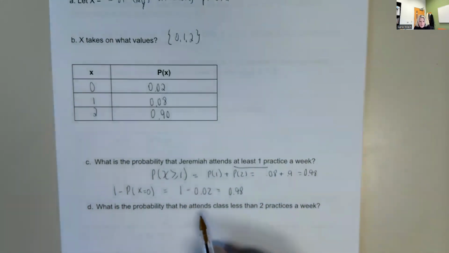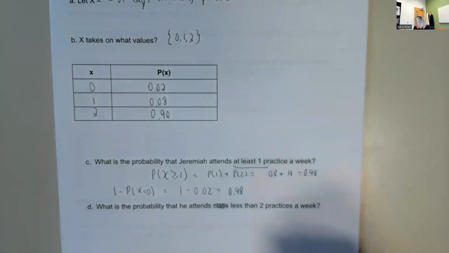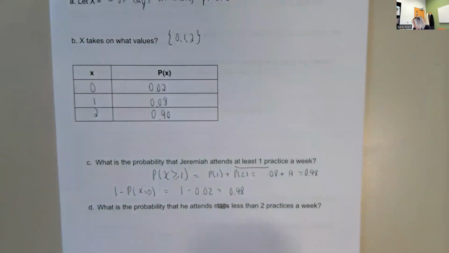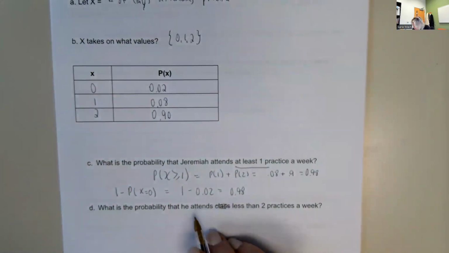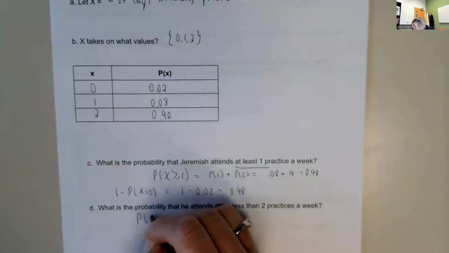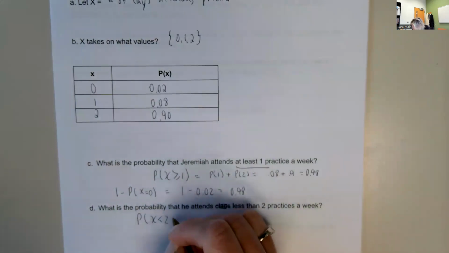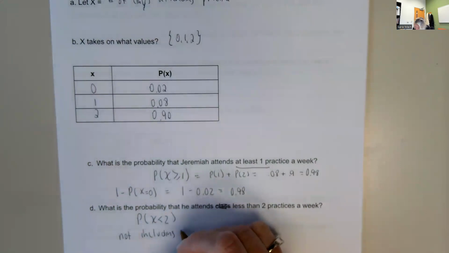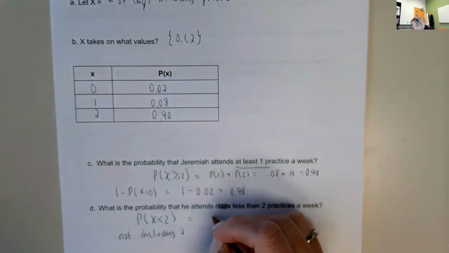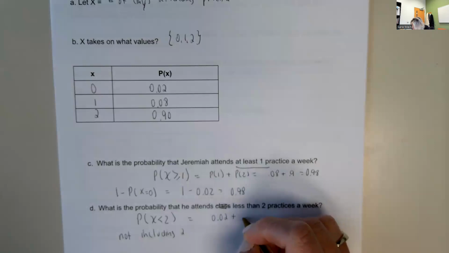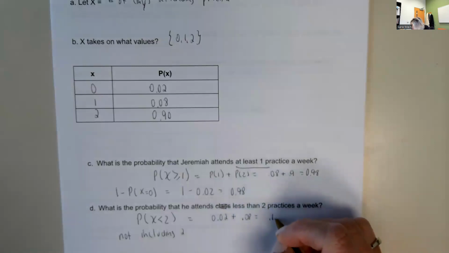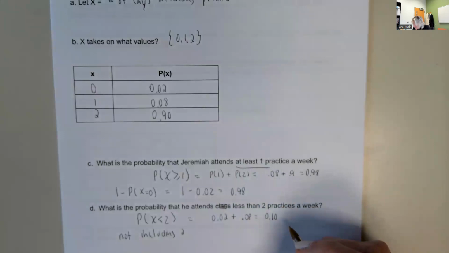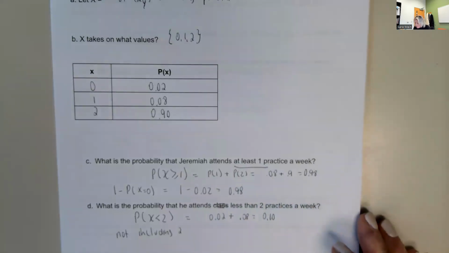So what is the probability that he attends practice less than 2 practices a week? So let's look here. Probability of x is less than 2. So not including 2. So that would be 0.02 plus 0.08 is 0.10. So about 10% of the time, he doesn't practice both days.